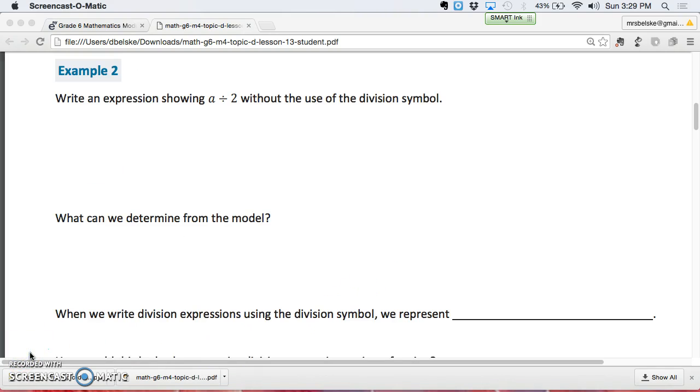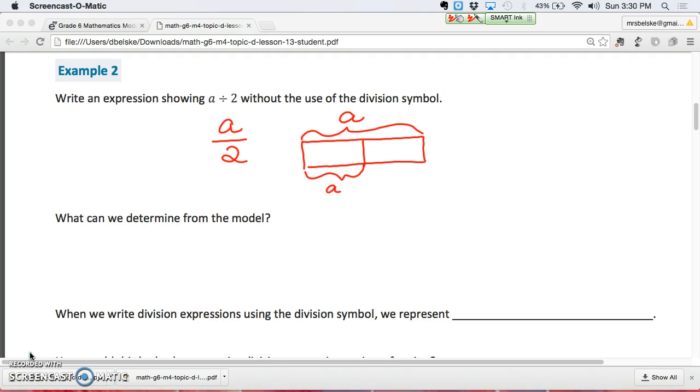Okay, so now for example 2, they're asking us to write an expression without the use of the division symbol for a divided by 2. So the same thing that we were doing before, we're going to write a on the top, fraction line, and then 2. And if I wanted to draw a model of this, it'd look very similar. Except for this time, instead of this being equal to 1, it's equal to a. We divide it in half. This is a divided by 2, or a over 2.